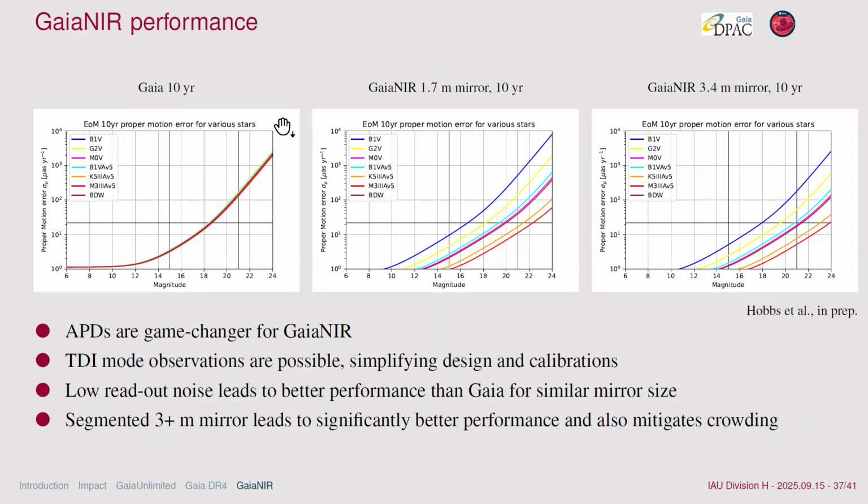And here you see some comparisons. This is the astrometric performance for a 10-year Gaia mission in terms of proper motion. This is 10, 100, 1 microarcsecond. And here you see Gaia Near, if you go for 10 years, for a 1.7 meter mirror for different spectral types. And this here is for the much larger 3.4 meter mirror. You can see that it's almost across the board, except for the very bluest stars, Gaia Near will be a much better mission than Gaia. And this has been really made possible by these new developments in detector technology.